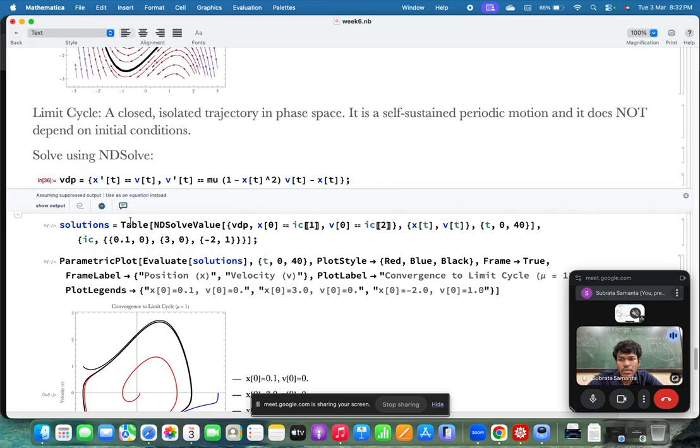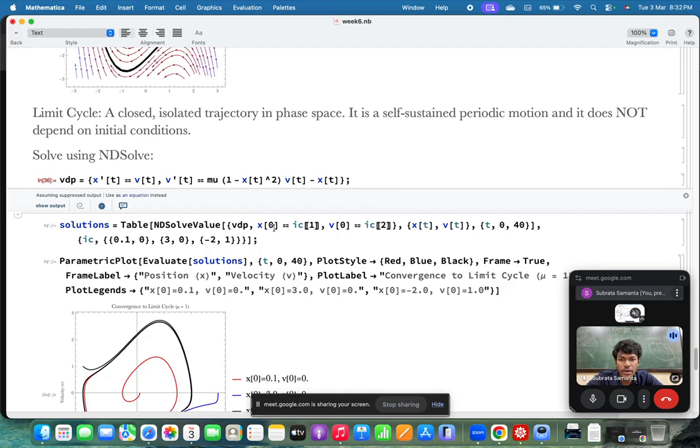So, I solve this. This is basically NDSolveValue. I just extract the values of these solutions. If you call NDSolve, it gives you interpolating functions, but if you call NDSolveValue, that actually gives you a value at the different values of time, t from 0 to 40.